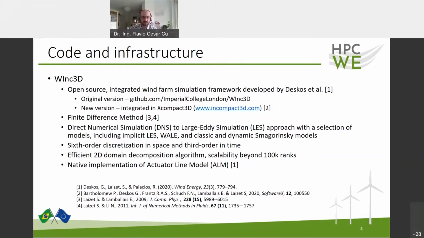We can choose up to 6th order discretization in space and up to 3rd order discretization in time. The software uses an efficient 2D decomposition algorithm that has shown scalability beyond 100,000 processor ranks. And they have a native implementation of the actuator line model.